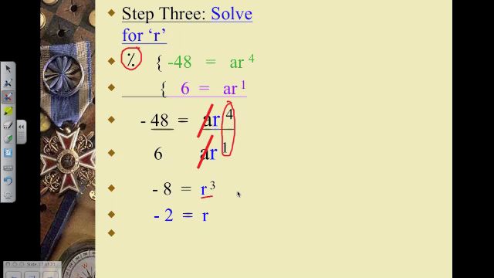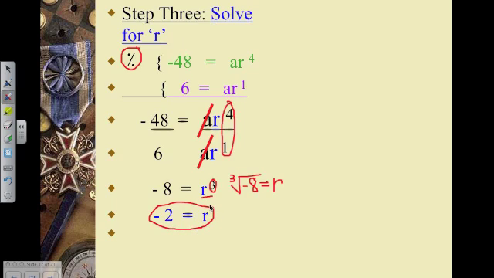Now, in order to calculate r by itself, I have to take the cube root of negative 8. So the cube root of negative 8 is equal to r, so that's how we get rid of this power of 3. And the cube root of negative 8 is simply negative 2, so r is equal to negative 2.